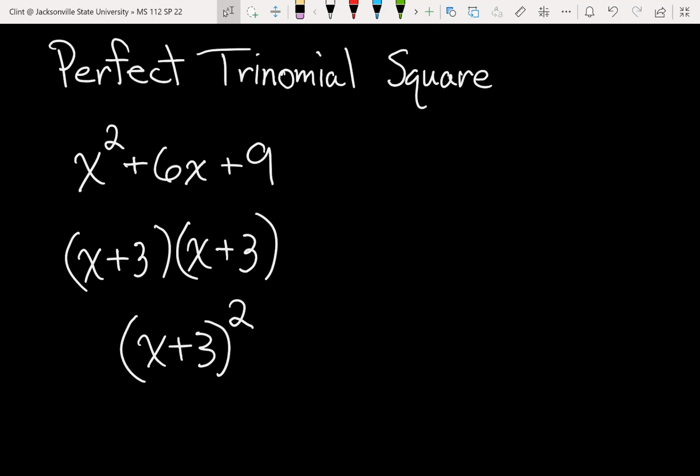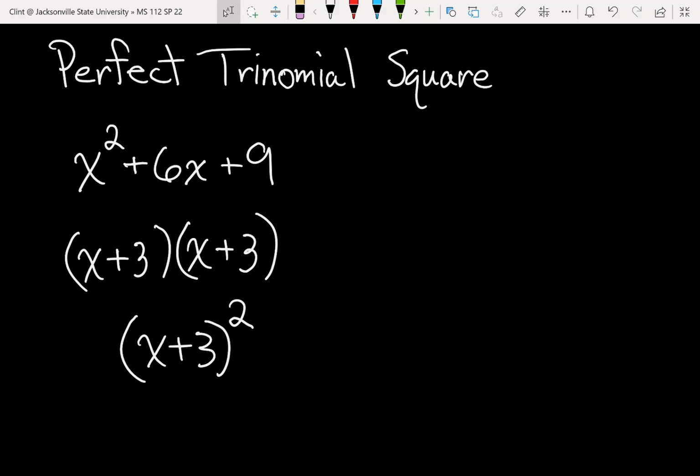The way I made this one is, this is 2 times the square root of this number, so the square root of this is 3, 2 times that is 6. So that's a little tedious to figure out. But if I told you this was a perfect trinomial square, it would make it easy to factor.